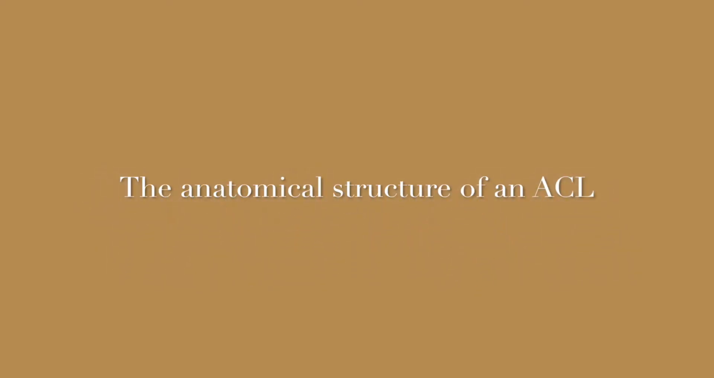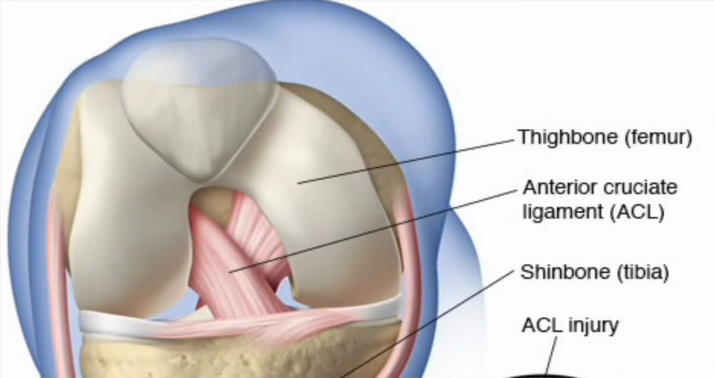So first, we need to know the anatomical structure of the knee and where the ACL is located. The anterior cruciate ligament, also known as the ACL, is a ligament that attaches from the anterior portion of the tibia to the posterior portion of the femur. This ligament is important in the stability of the knee.